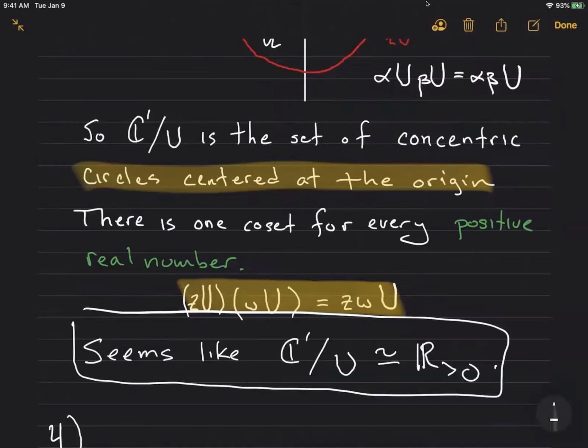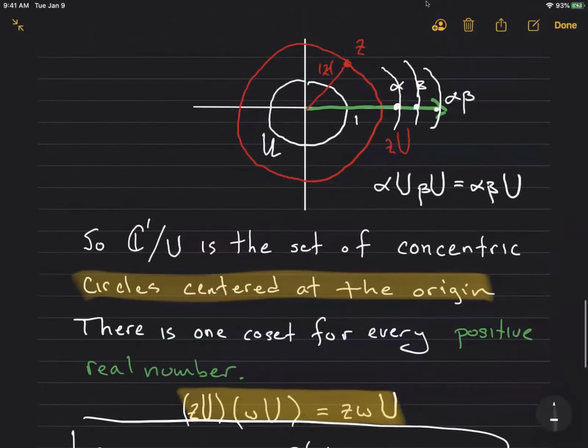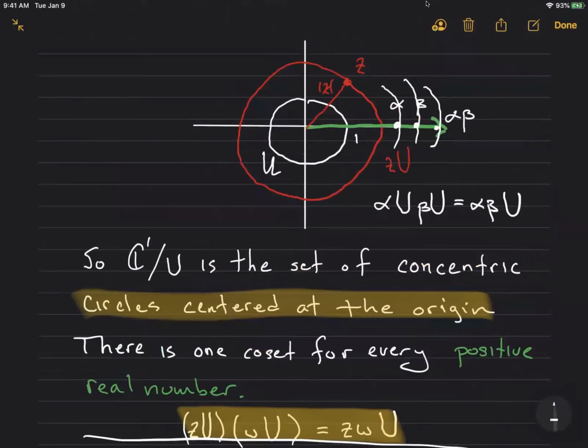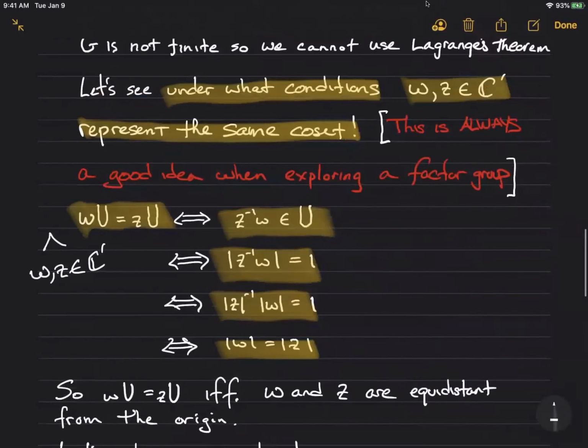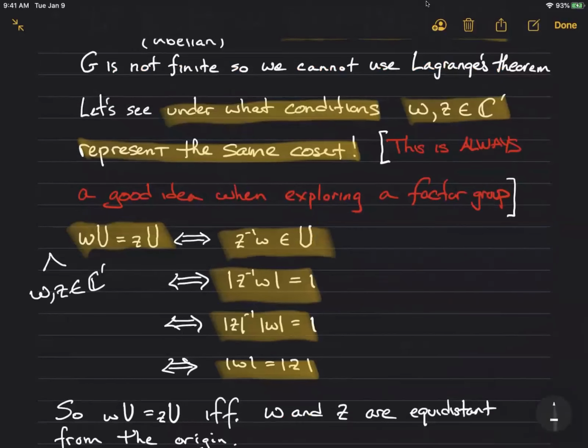Okay, so we need some more tools to prove that, but hopefully that conversation gave you an example of how you can think about some of these things. What does it mean to try to understand what a factor group is? Well, you're trying to understand the answer to the question, under what conditions do two elements of the group represent the same coset?